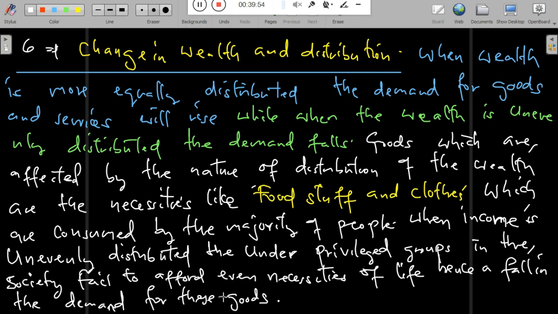But also change in wealth and distribution is going to be a factor. When wealth is equally distributed, the demand for goods and services will rise, while when wealth is unevenly distributed, the demand falls. So goods which are affected by the nature of the distribution of wealth are the necessities of life, like foodstuffs and clothes, which are consumed by the majority of the people. So when income is unevenly distributed, the underprivileged groups in the society fail to afford even the necessities of life, and this leads to a fall in the demand of these goods.